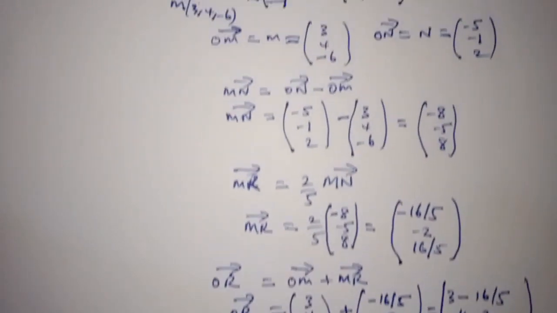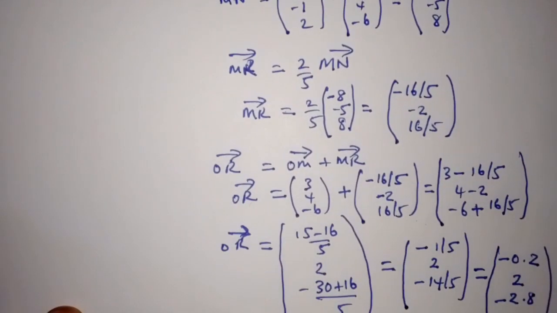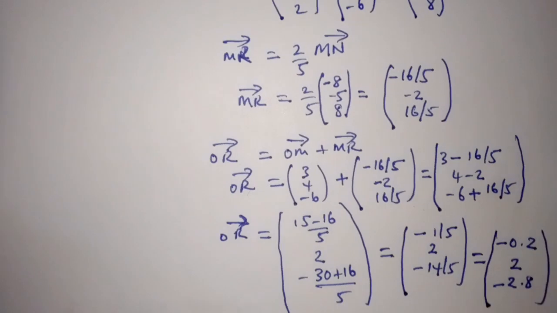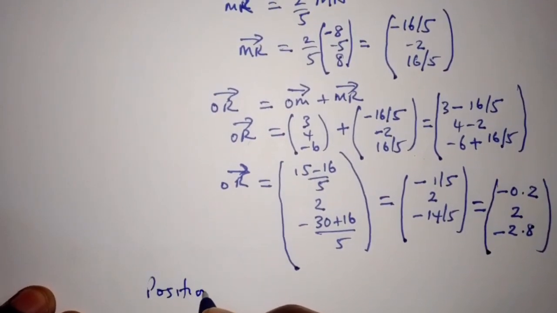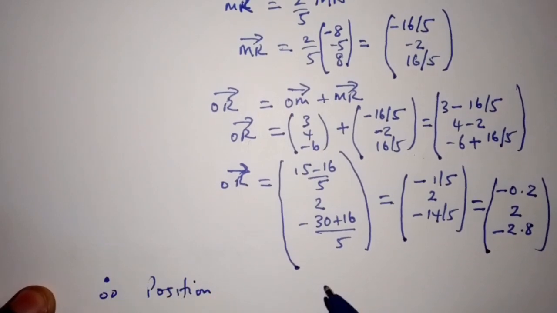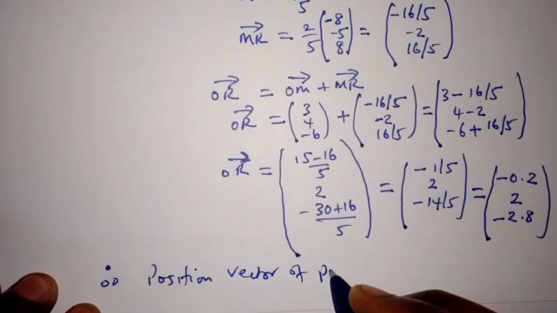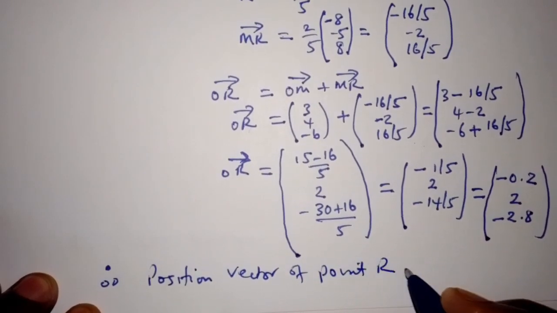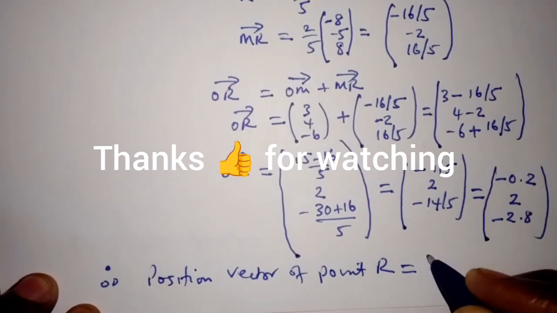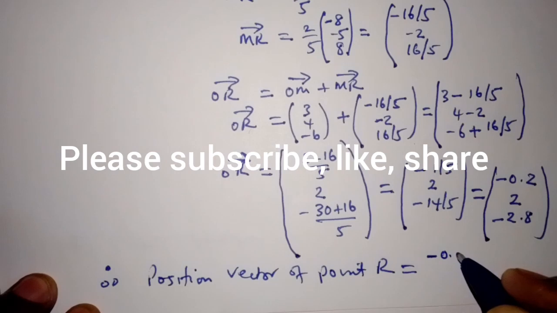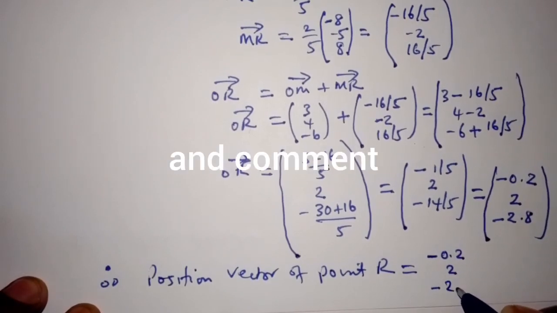So we can say that, therefore, the position vector of point R is equal to (-0.2, 2, -2.8).